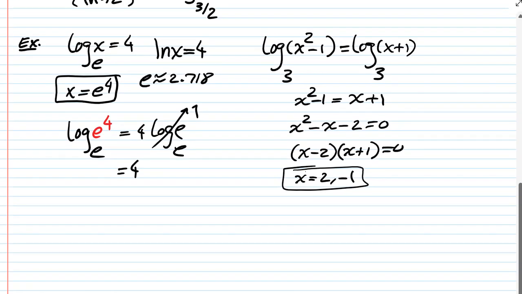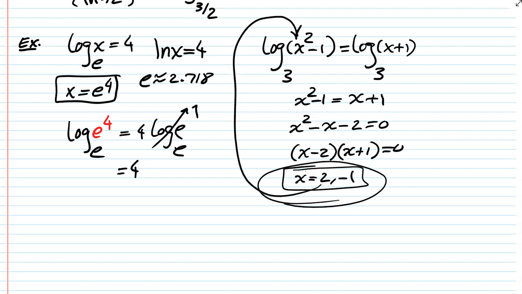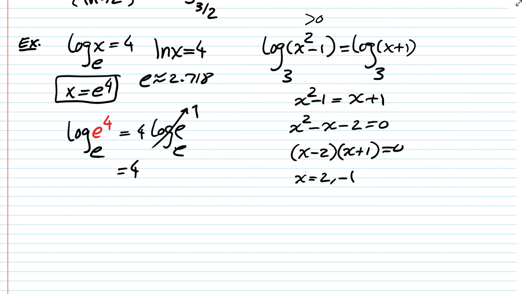Now let's check these numbers I have here in my logs. So I'm going to check 2. 2 squared minus 1 is 3, which is positive. Yes, it works. Plug in 2 in here: 2 plus 1 is 3, which is positive. Yes, so we're going to keep that 2. This is good.